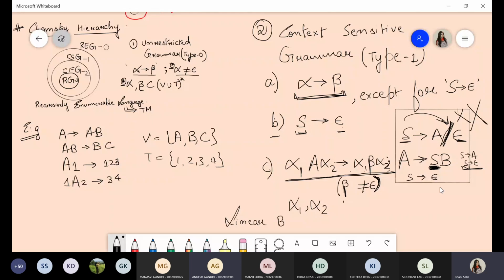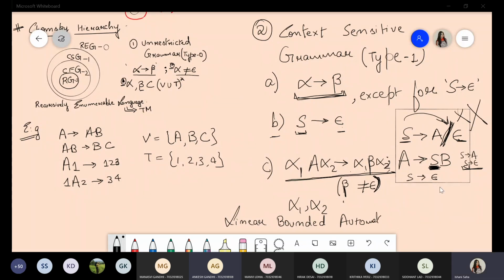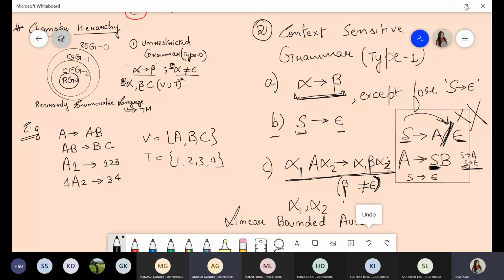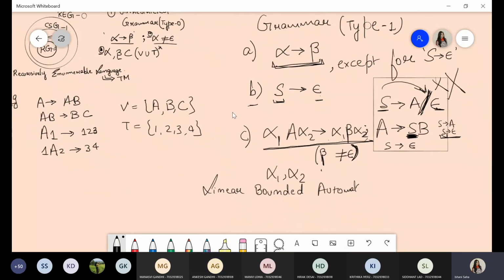Ma'am, in the C point, alpha 1, alpha 2 may or may not be epsilon. Empty. May or may not be empty. Epsilon, anything you can write.